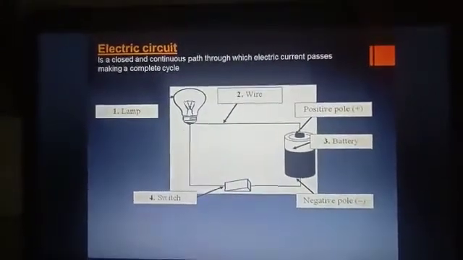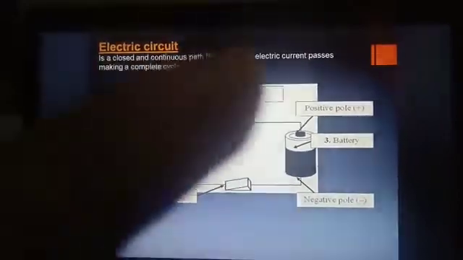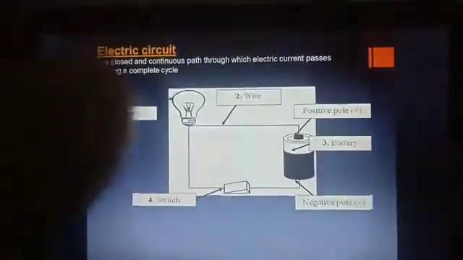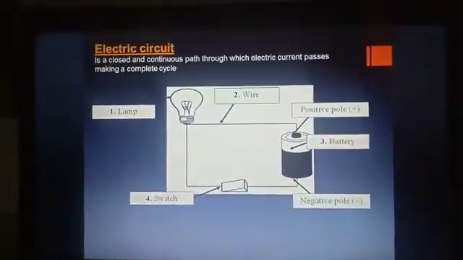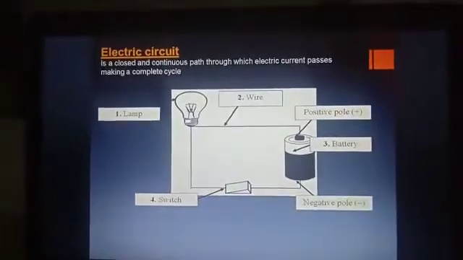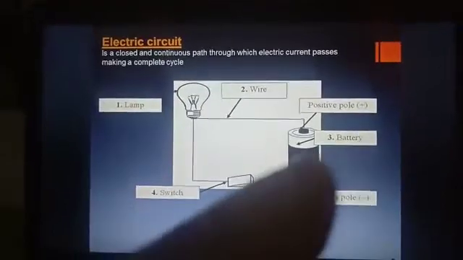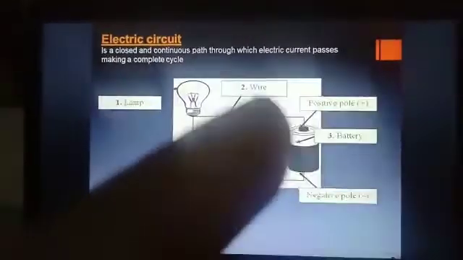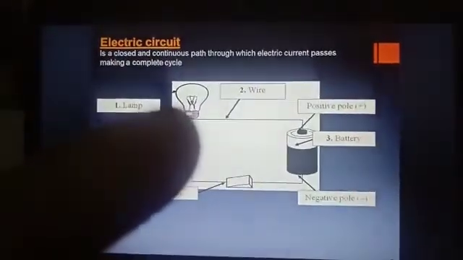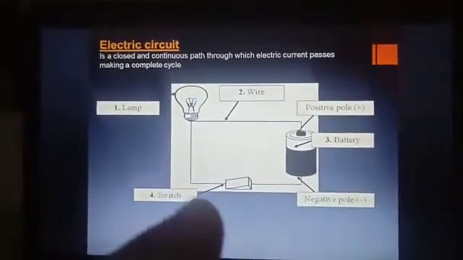So what is the electric circuit? It's a closed, and this is the most important word, closed and continuous path. Why? To let the electric current pass from the battery to the wire and then to the lamp. How? By the switch.